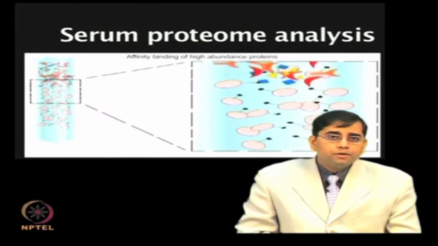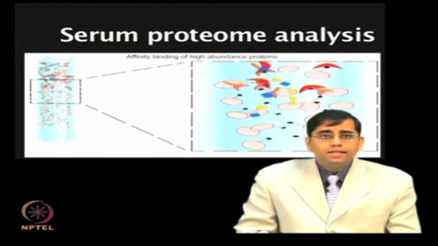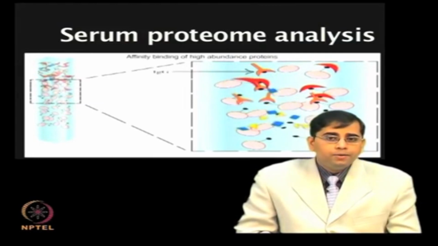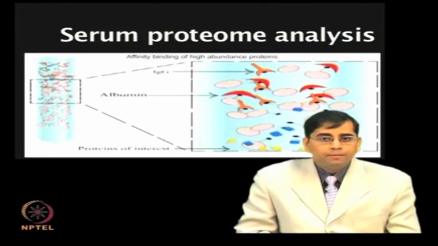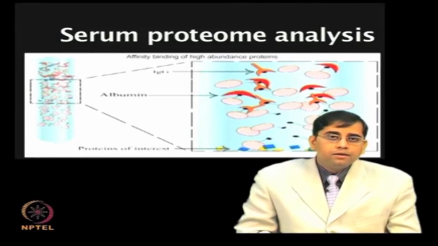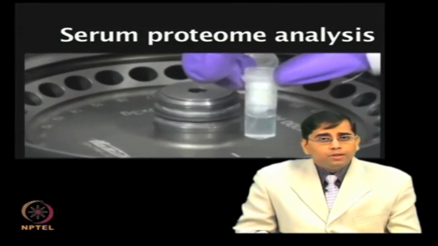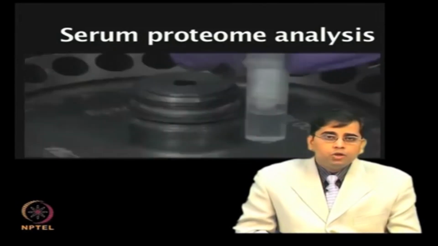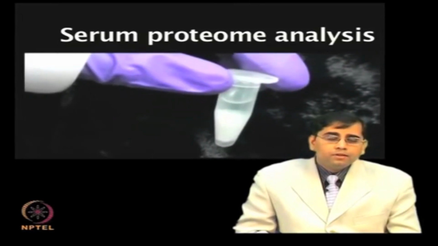It is therefore preferred to remove these high abundant proteins by using affinity chromatography methods. Once the serum has been processed using these chromatography methods, these proteins can be extracted.